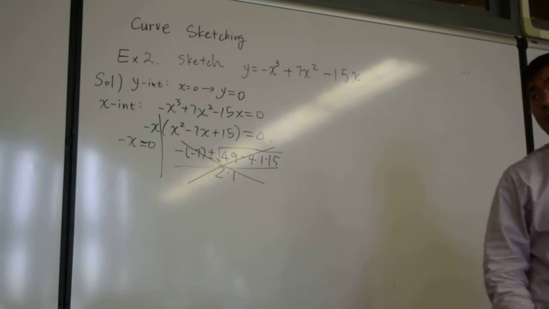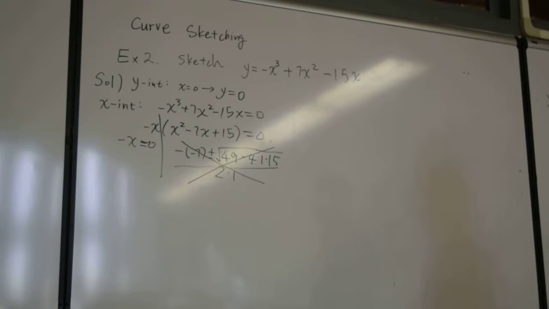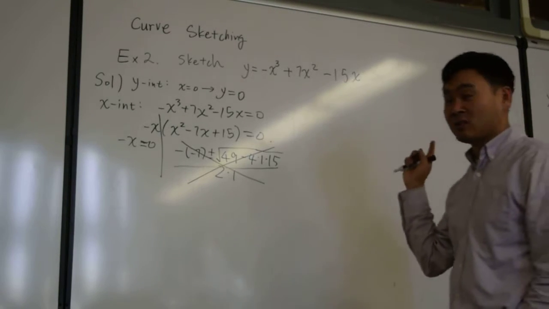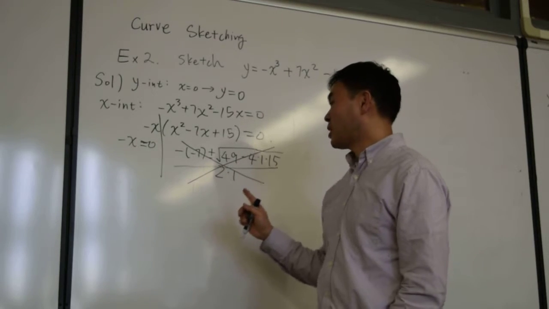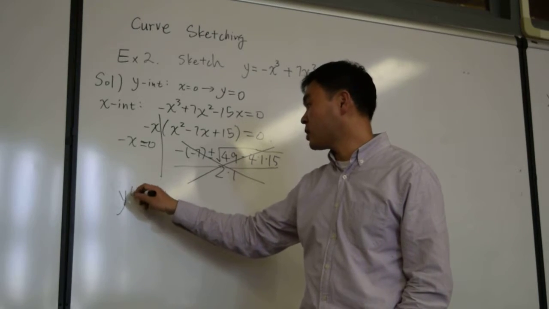Okay? So all this work just told us that the only place where the graph will pass the x-axis or y-axis is at the origin. Other places it's not going to pass through the x or y axis. Okay, now let's try to figure out y prime.